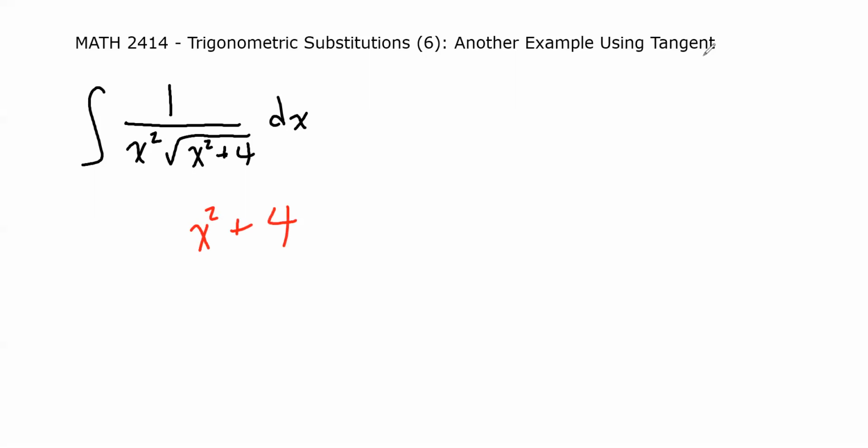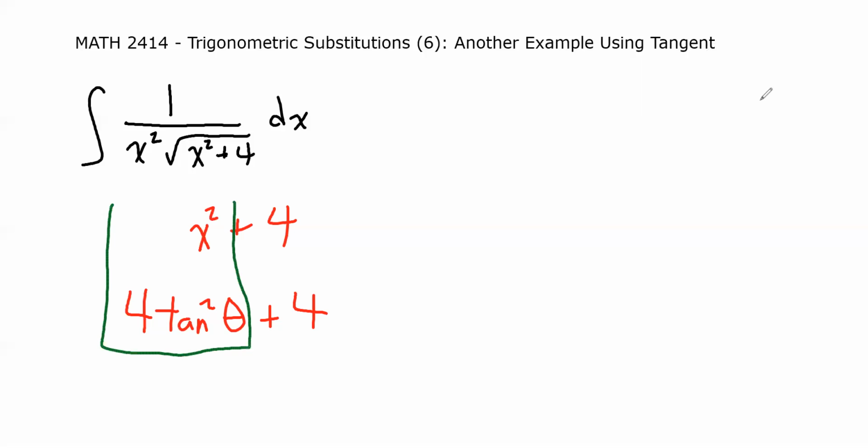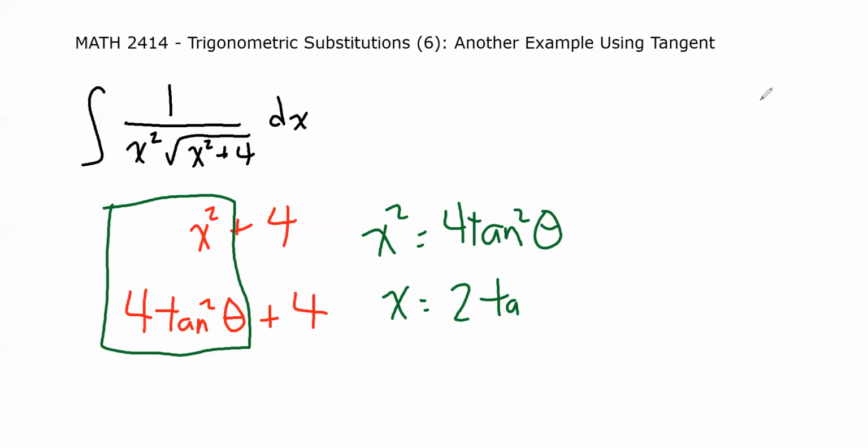We're still going to use the identity involving tangent squared theta plus 1. But in order to make our given addition problem match that one as close as possible, we need that 1 to become a 4. So if we multiply this expression by 4, we get 4 tangent squared theta plus 4. And now that the plus 4's match, we can equate the different pieces. We need x squared to be 4 tangent squared theta. And if we square root both sides, we need x to be 2 tangent theta. So that's going to be our substitution.